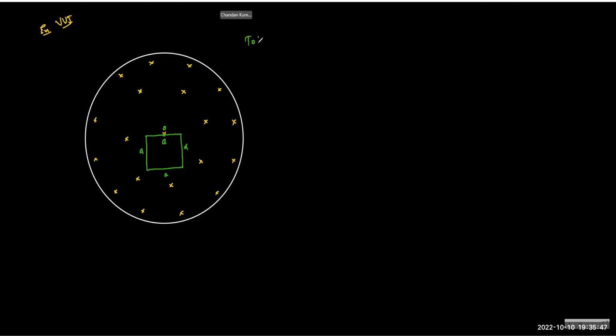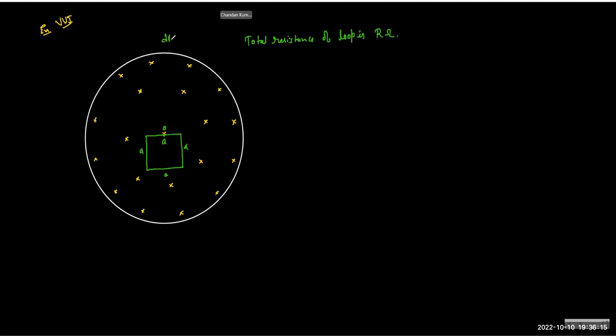So the total resistance of the loop is R. If R ohm is the total resistance of the loop, then what is the resistance of each side? R by 4. R by 4.